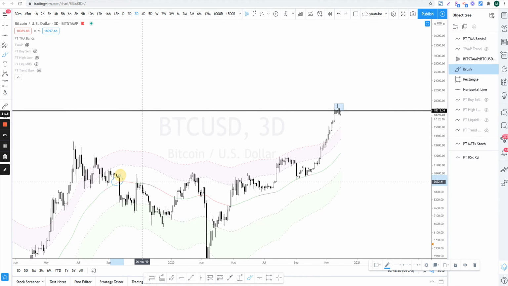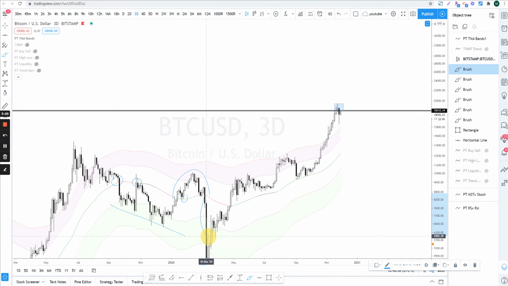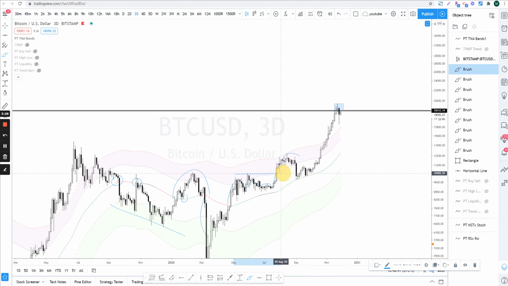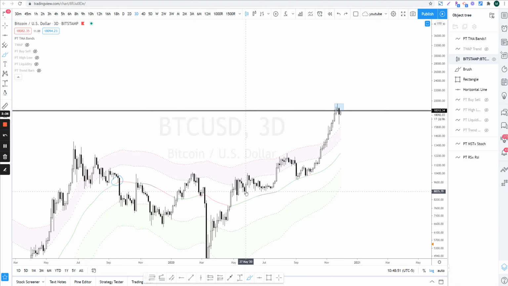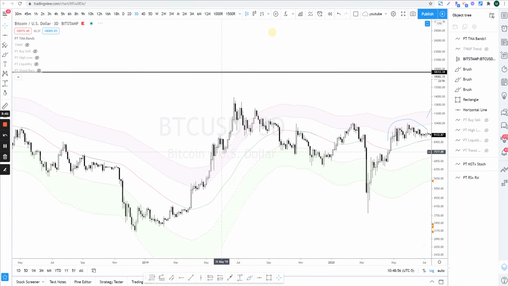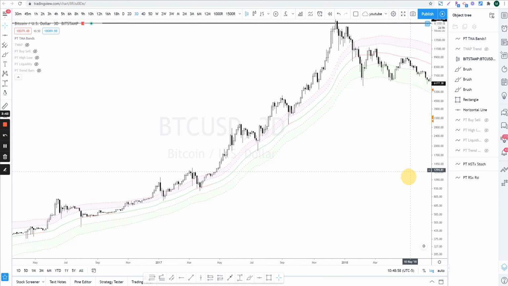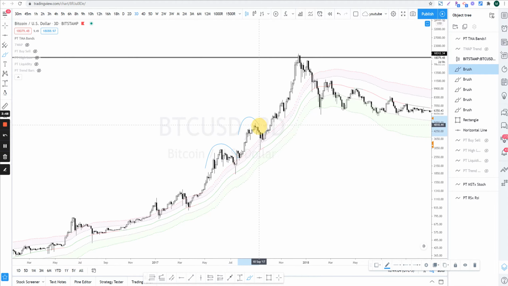Broke down, retested it, created a div, went above, deviated over it, went down, broke above it. Reaccumulated, created a small little deviation over here, fake out, went down, retested it, found support, and now broke up into a bull trend. So the way I see this is 1, 2, 3 drives. It could be seen as 1, 2, 3 drives.